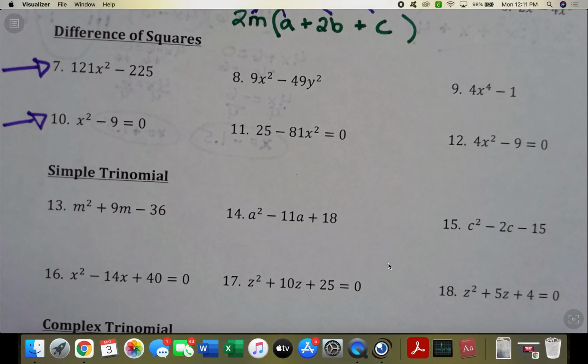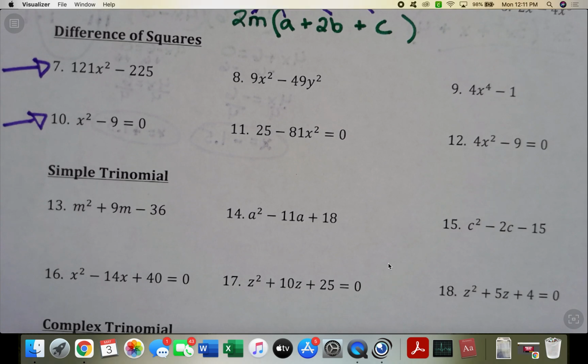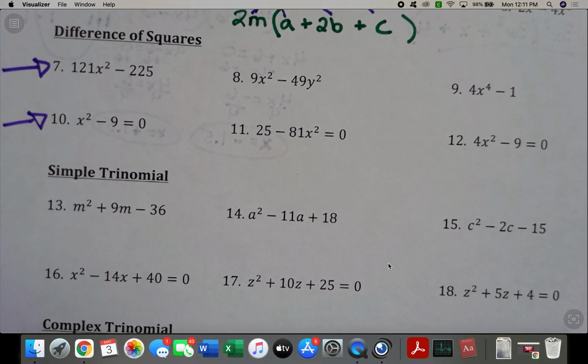Wait, you're just doing one piece. You've got to do both pieces. It's 11x minus 15 and 11x plus 15. That piece and that piece. We have two pieces, right? Right over here, we have two pieces, this one and this one: 4x minus 6 and 4x plus 6. We have both.